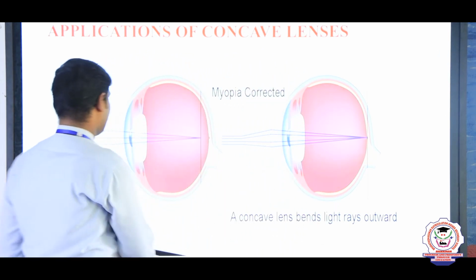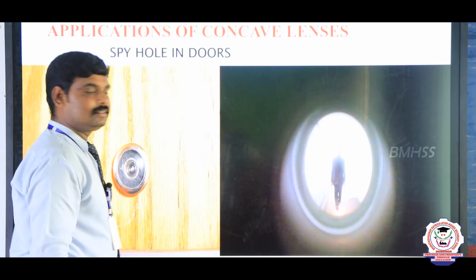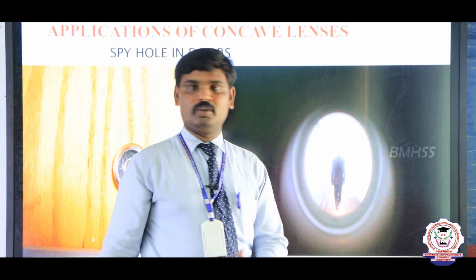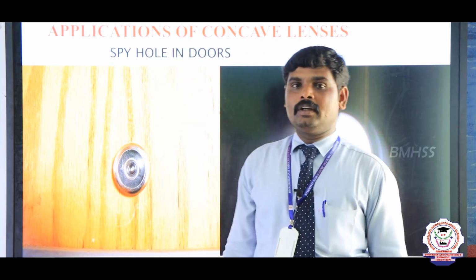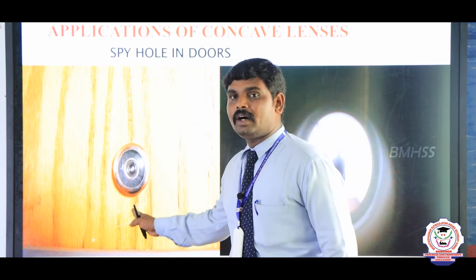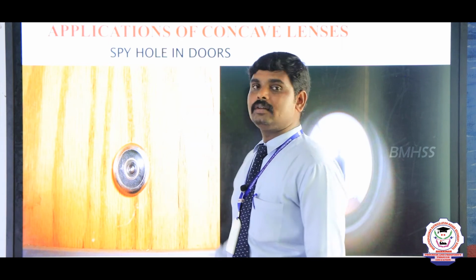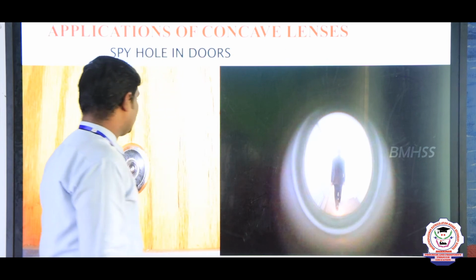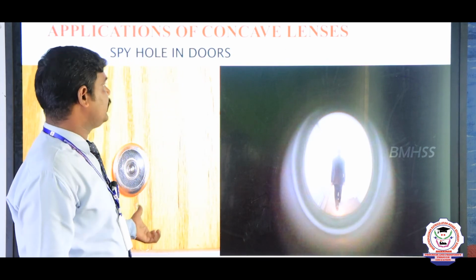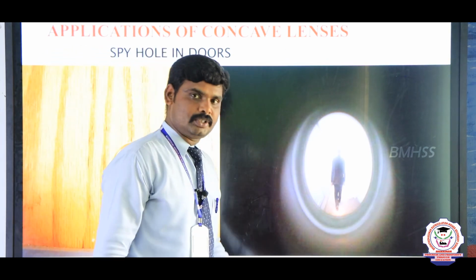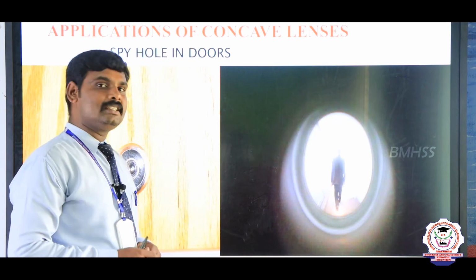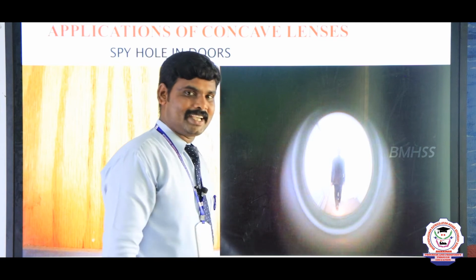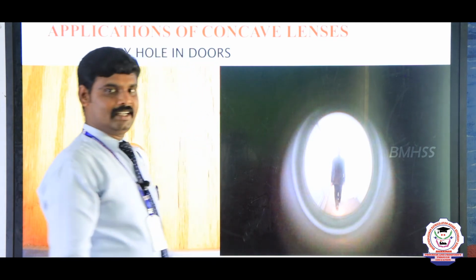Next, one more application is the spy hole in doors. We are well known about this application. In many homes we are using this spy hole lens, right. But what type of lens are we using? A concave lens. In this concave lens we can see the diverged image, right. So, these are applications of concave lens.